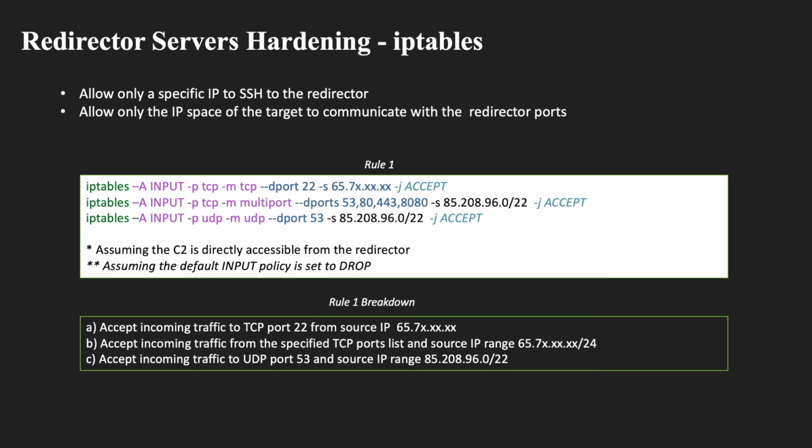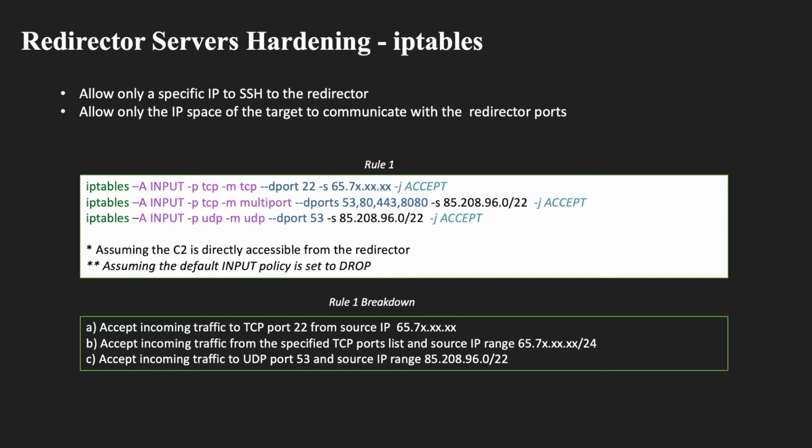Now, we also know that our payloads work over specific ports. Those ports are either 53, 80, 443, or whatever else you configure your ports to use. If we also know the IP space of our client, we can specify that. So in this example, we accept TCP traffic on these ports only from this IP range.